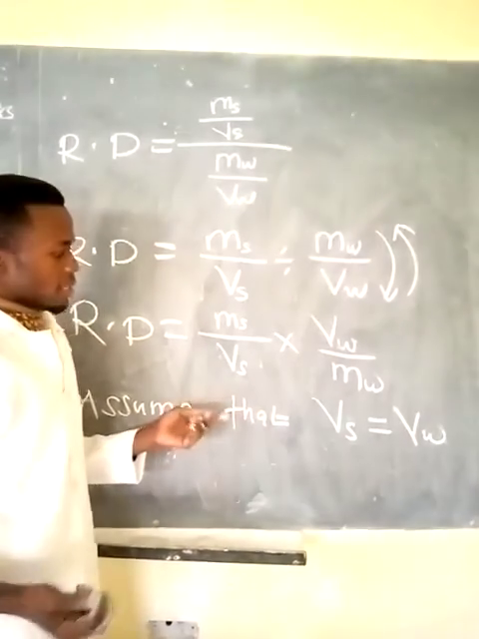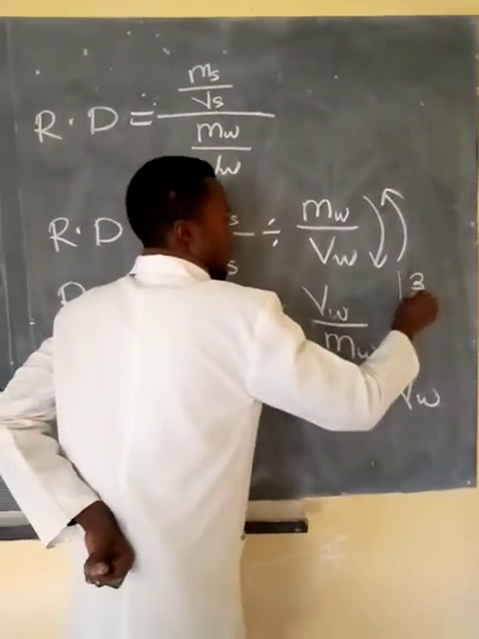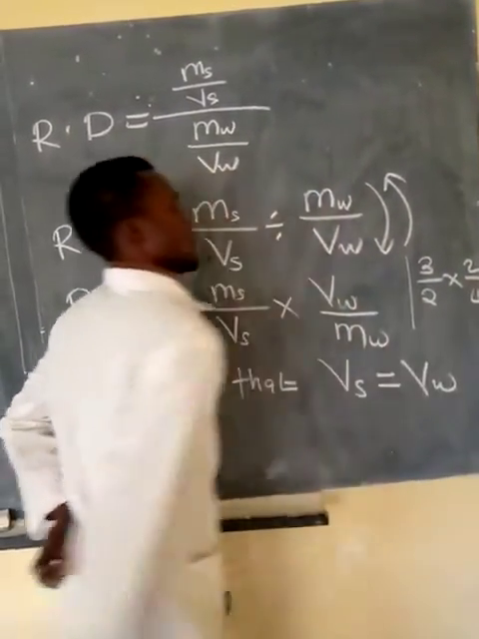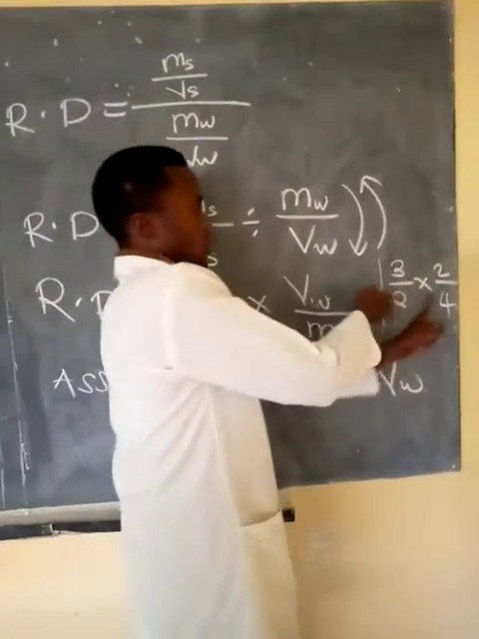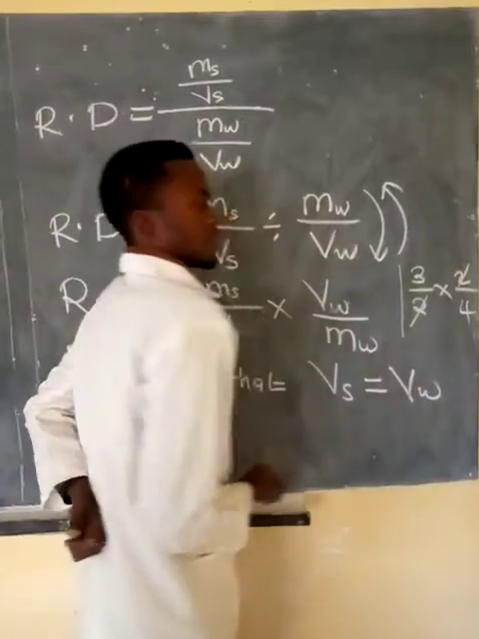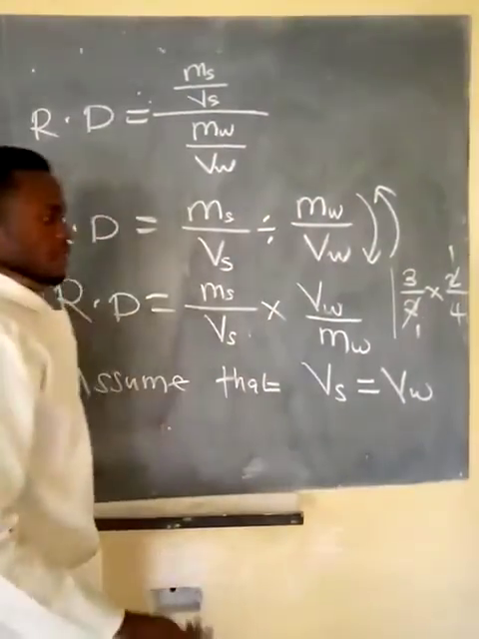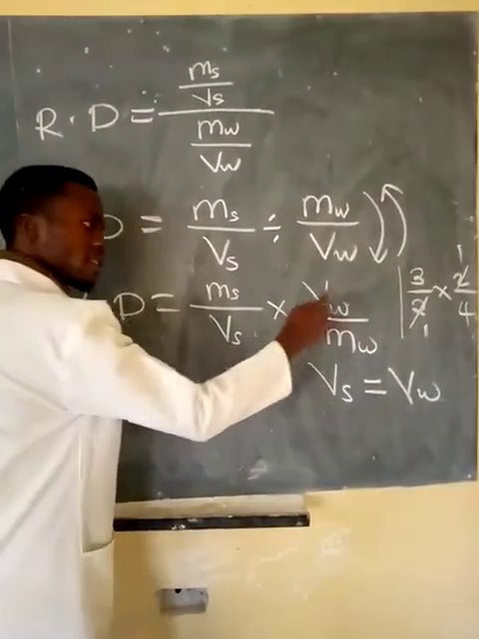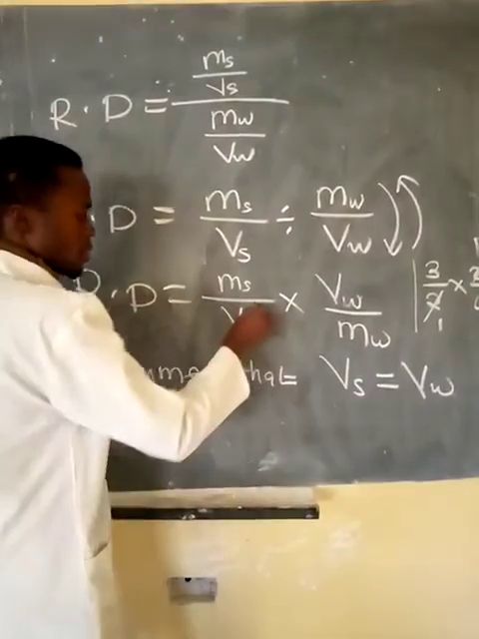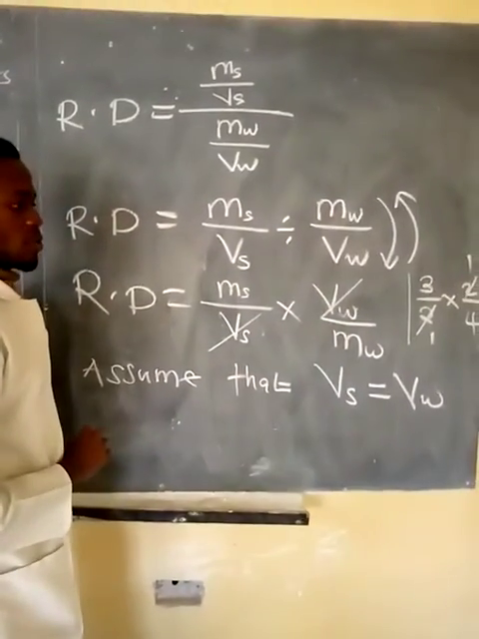What does it mean? Take for instance, let's say you have 3 over 2 times 2 over 4. Meaning that these two are equal, and if they are equal, they can simplify. So you simplify these two, there is 1, there is also 1. That's what it means there. If we say this one is equal to this one, you're simply going to simplify these two.